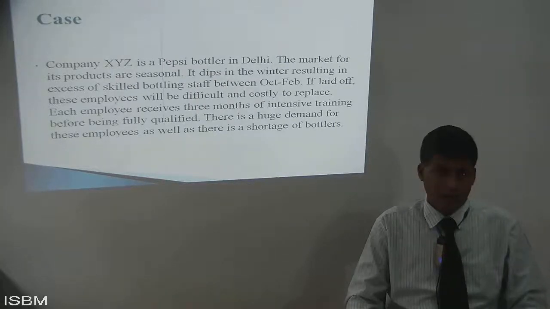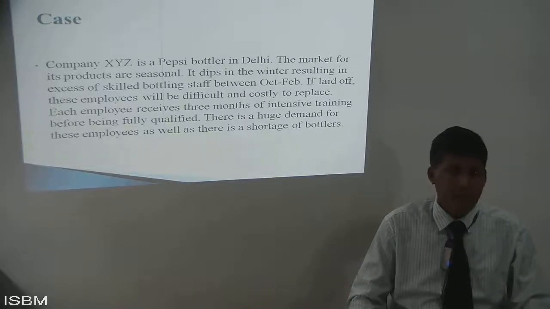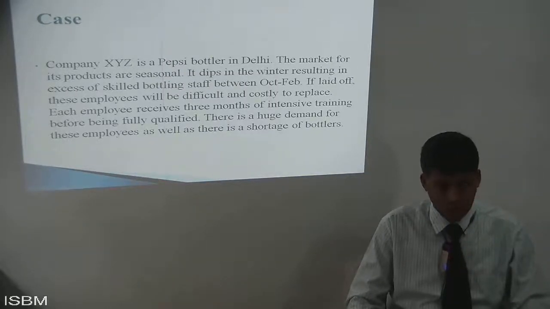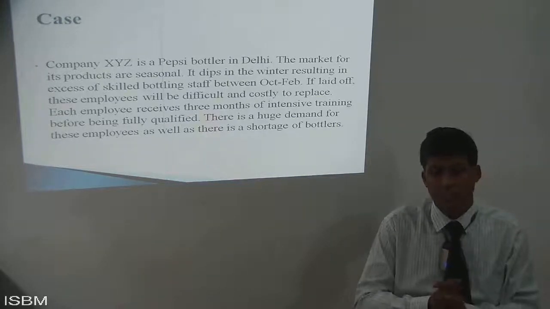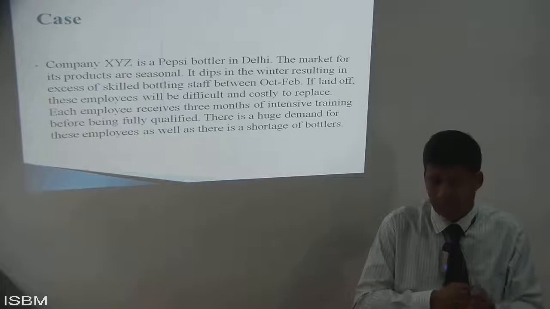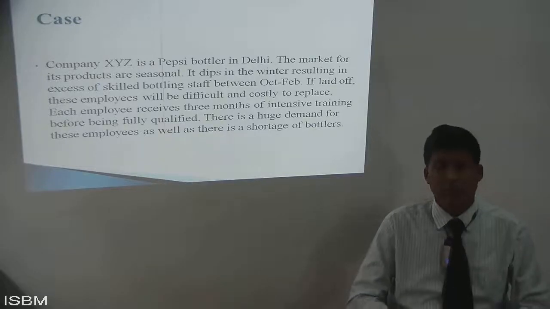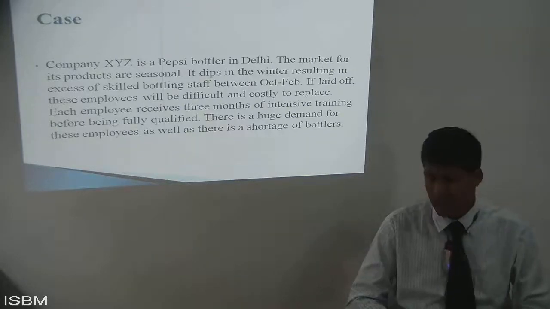And this is another interesting data. Since we don't want much workforce during the off-season period of October to February, if employees are laid off, these employees will be difficult and costly to replace. Each employee receives 3 months of intensive training to be fully qualified in the bottling plant. So there's a huge demand for these employees, and there's a shortage of bottlers when the peak season arrives. Interesting scenario.